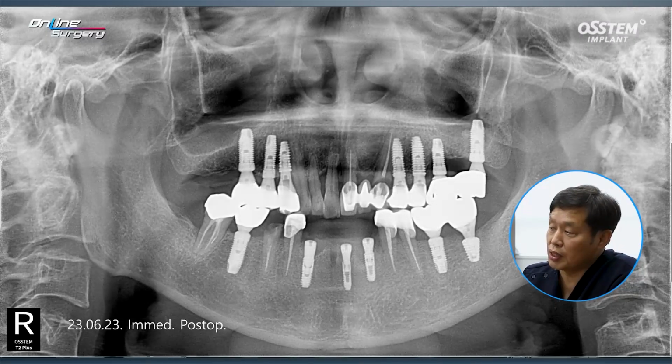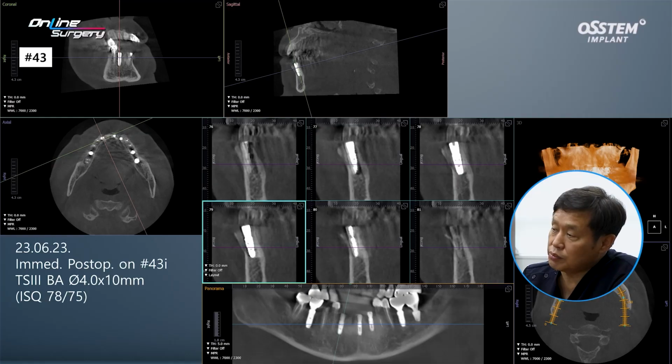This is immediate post-op image. 3 implants were placed in lower anterior region with bone graft. In number 43, implant was placed, and 4.5 by 10 mm TS3 implant was placed. ISQ was 75 and 78, and within the extraction socket, there was bone graft done.